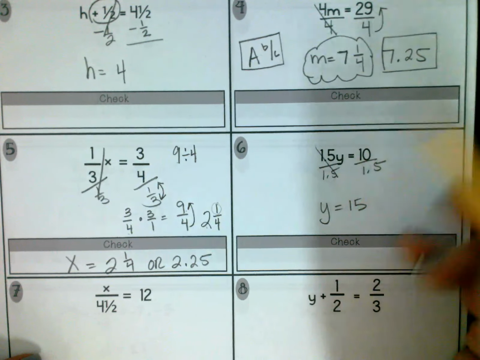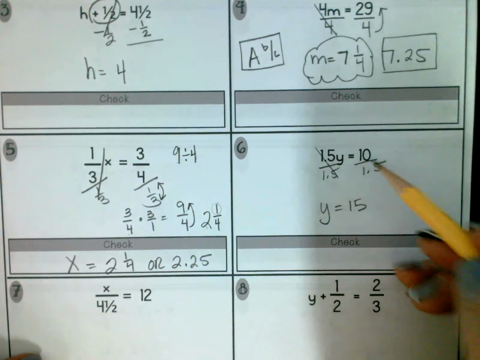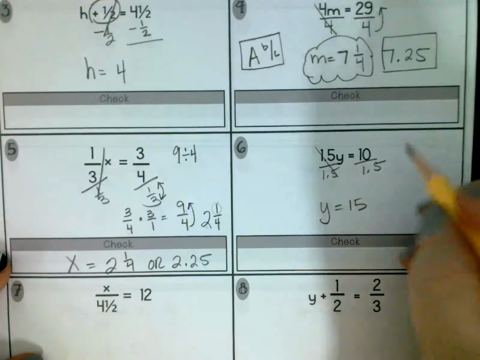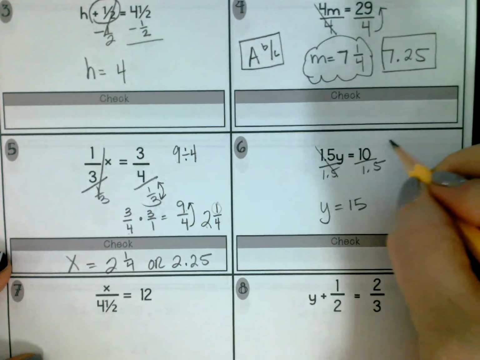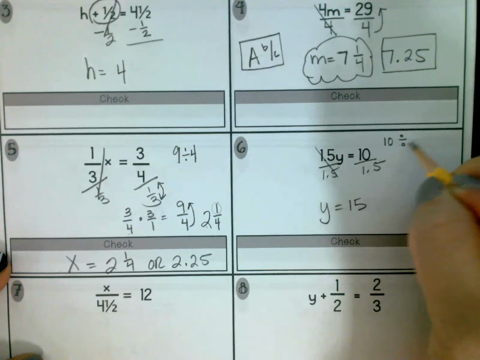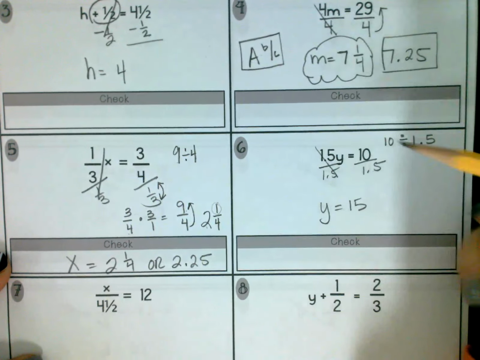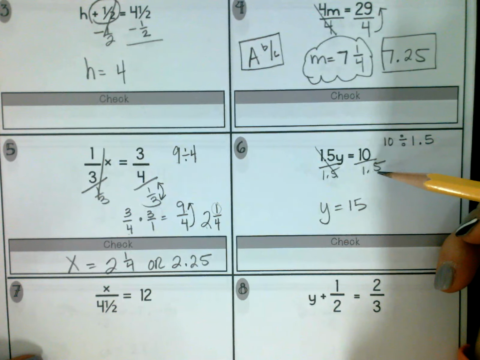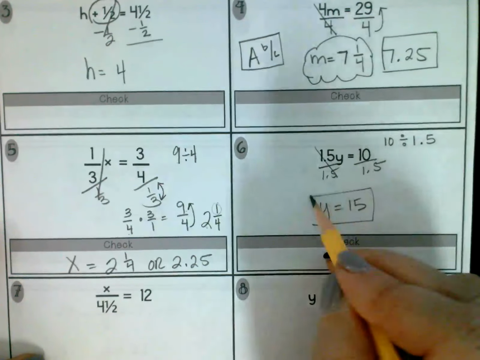Even though this has a decimal point, no reason to freak out, I still divided. 10 divided by 1.5 in your calculator, 10 divided by 1.5, top divided by bottom forever gets me 15.